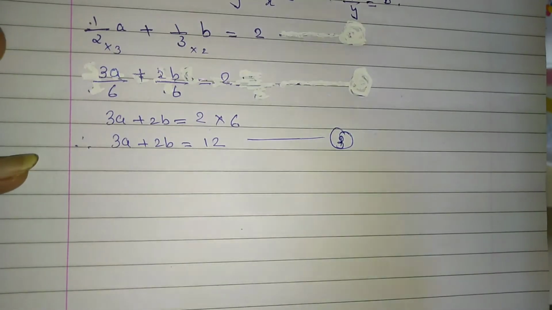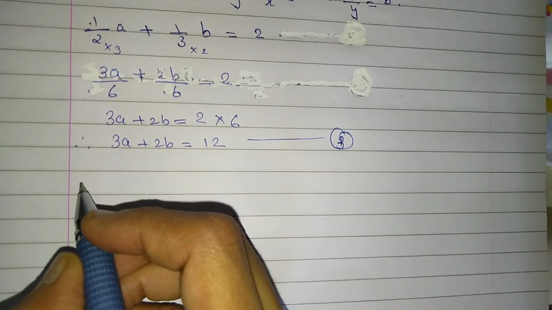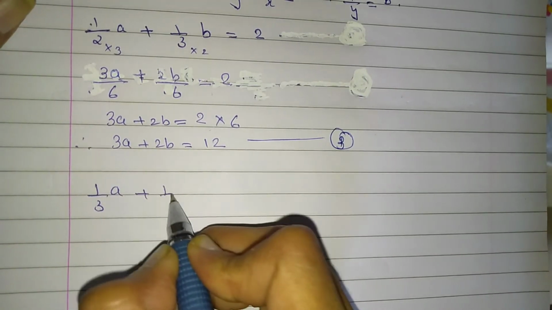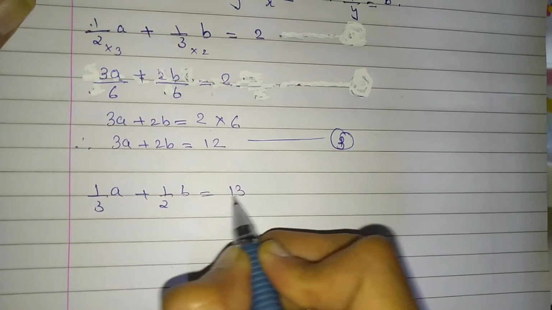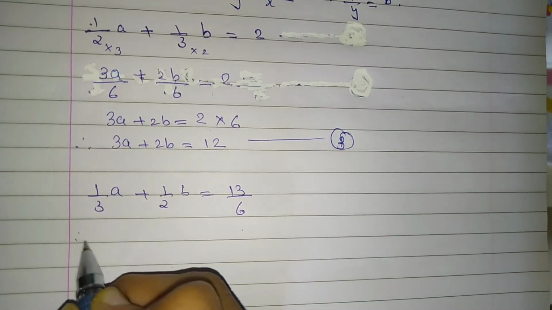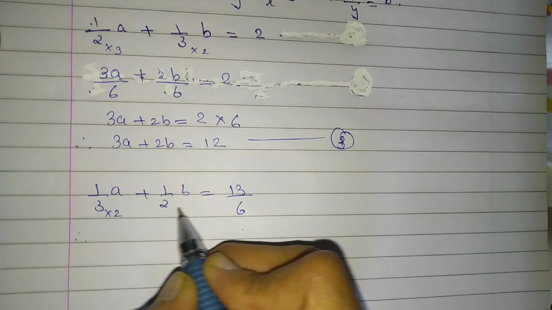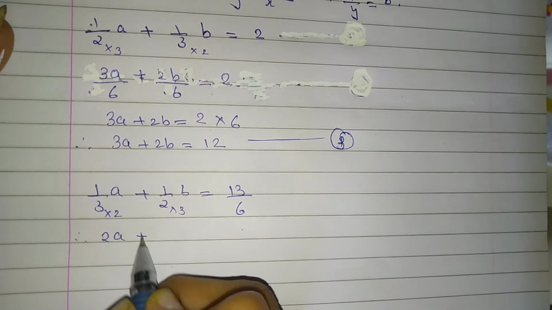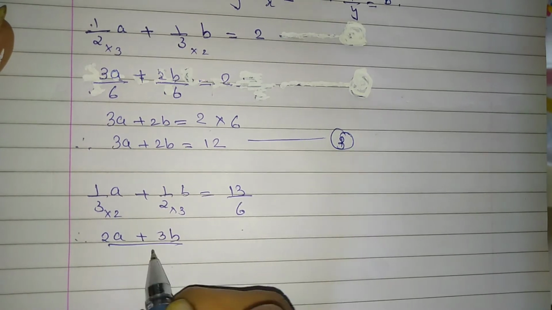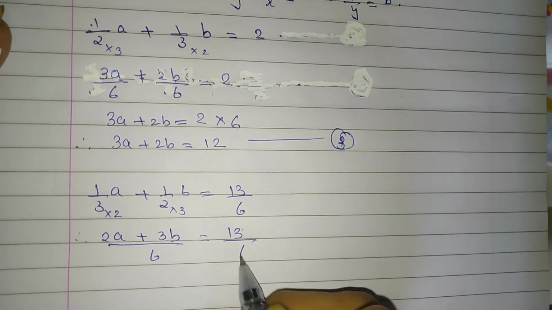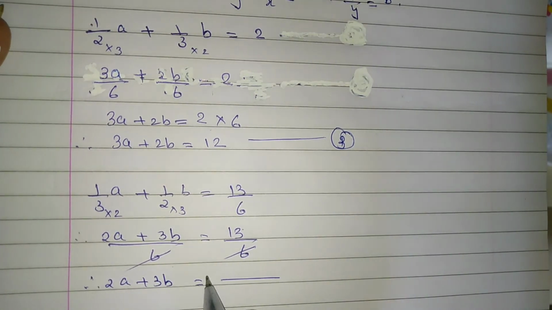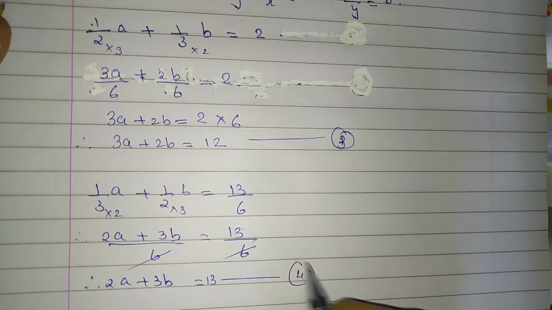Now the second one, 1 upon 3a plus 1 upon 2b equal to 13 upon 6. Here also the LCM, 3 into 2 and 2 into 3, is 6. So 2a plus 3b upon 6 equal to 13 upon 6. 6 cancel. Therefore 2a plus 3b equal to 13, which is the fourth equation.